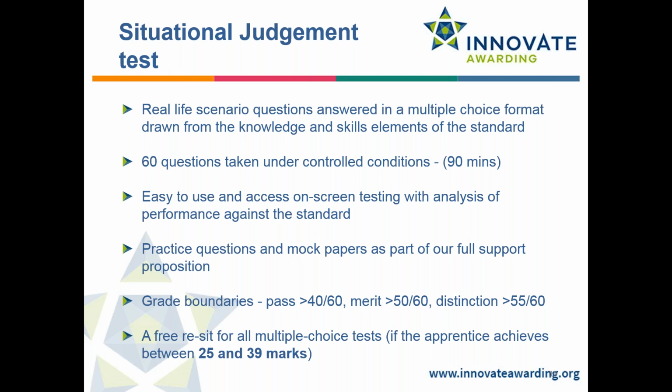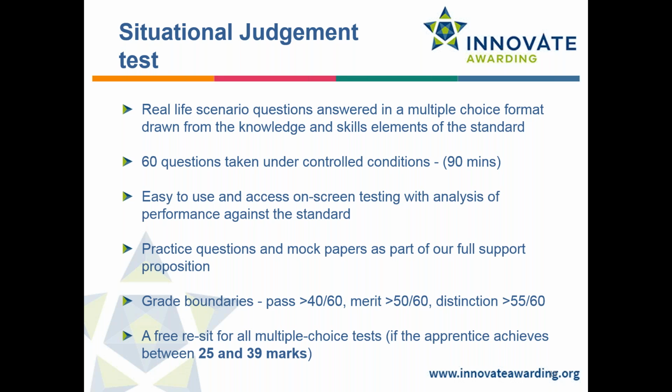But in relation to the situational judgment test, it is a number-based grading situation, and you'll see the numbers there. So between 40 and 50 out of 60 is a pass. A merit is between 50 and 60, and a distinction you'll see is 55 out of 60. Sorry, the merit should actually be 50 to 55. So apologies about that. We'll change that before we send the presentation out.